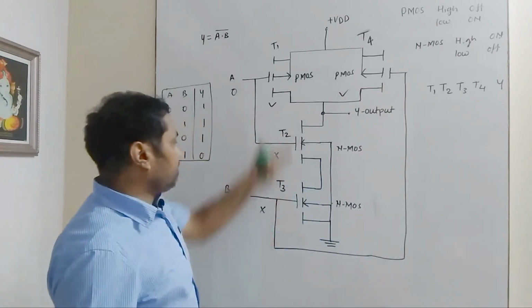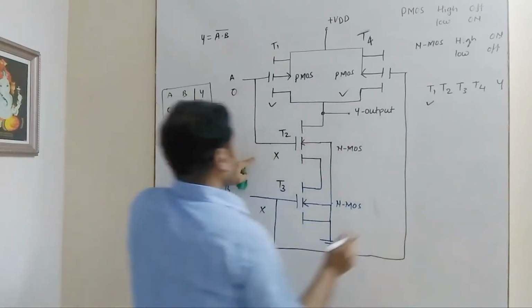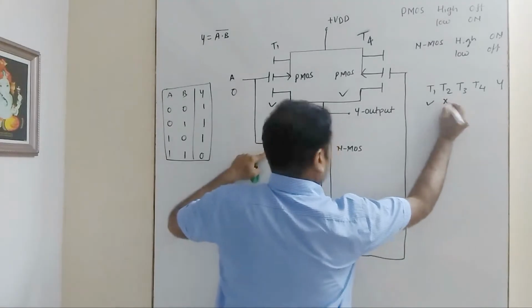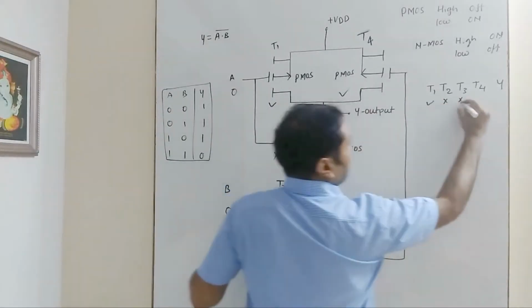So we can summarize this. Transistor T1, it is on. Transistor T2, it is off. Transistor T3 is off. Transistor T4, it is on.